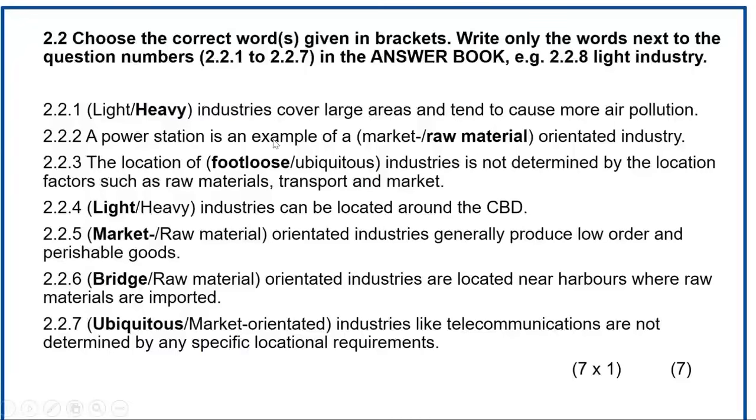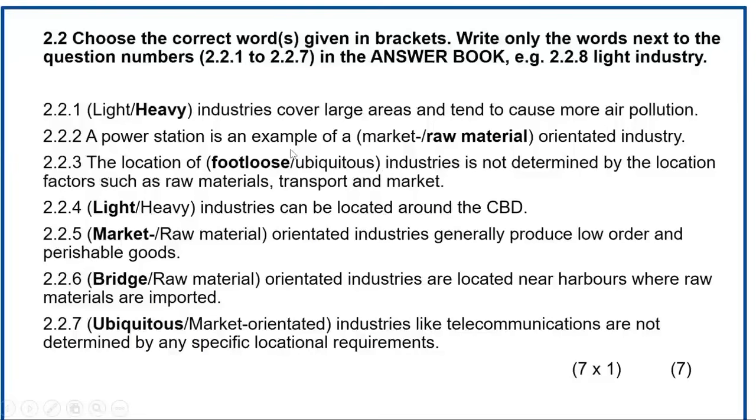A power station is an example of raw material orientated because a power station is built closer to the coal mine. The location of footloose industries is not determined by location factors such as raw material or transport or market. So a footloose industry is an industry whose location is not influenced by either the raw material or the market. It's called a footloose industry.